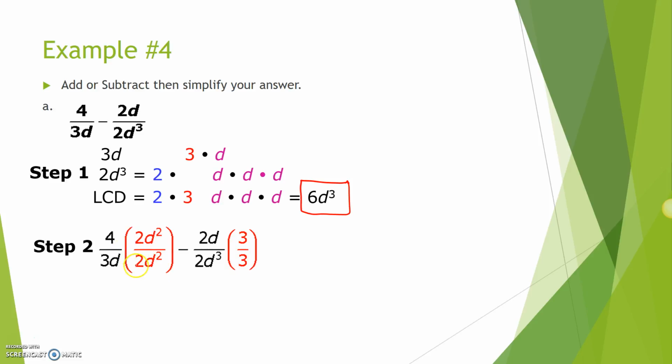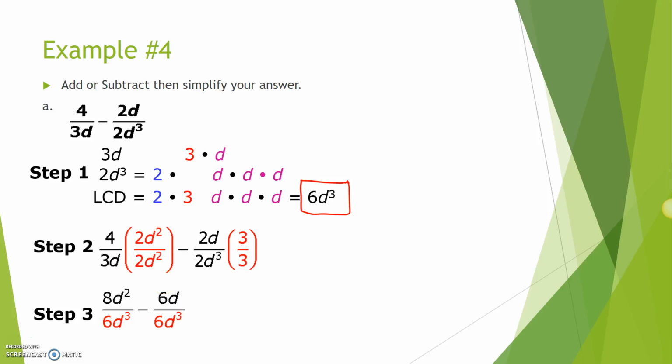So that would be the first set, and then the second set we have 2d to the third, so we're going to multiply the numerator and denominator by 3. Now that I've done that, I'm then going to multiply this out. So 4 times 2d to the second gives me 8d to the second over my common denominator, which is 6d to the third, minus, now 2d times 3 is going to give me 6d over 6d to the third.